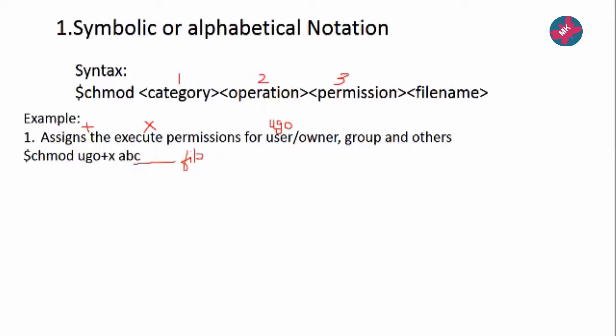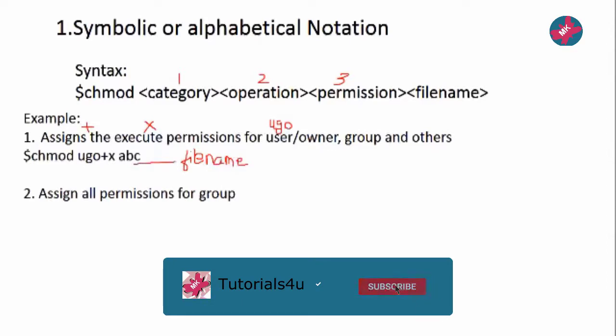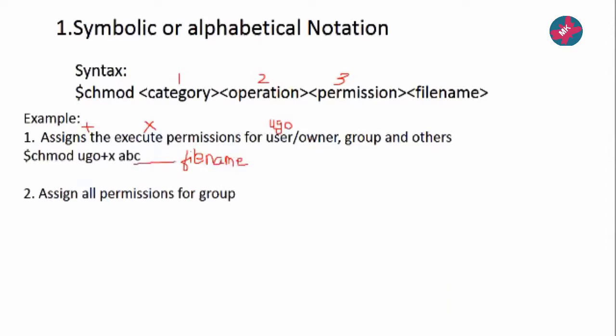So this is how you can assign permissions to the files using the chmod command. Now again we will see some more examples. Let us take the second example: assign all permissions for group. So see here how it is written.